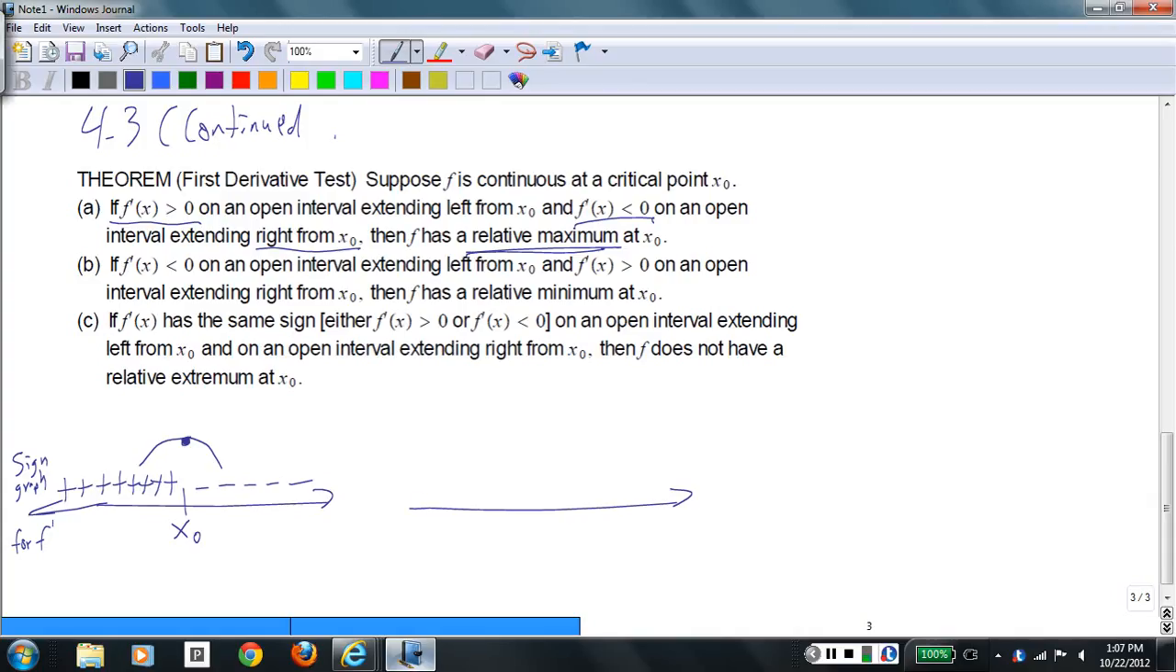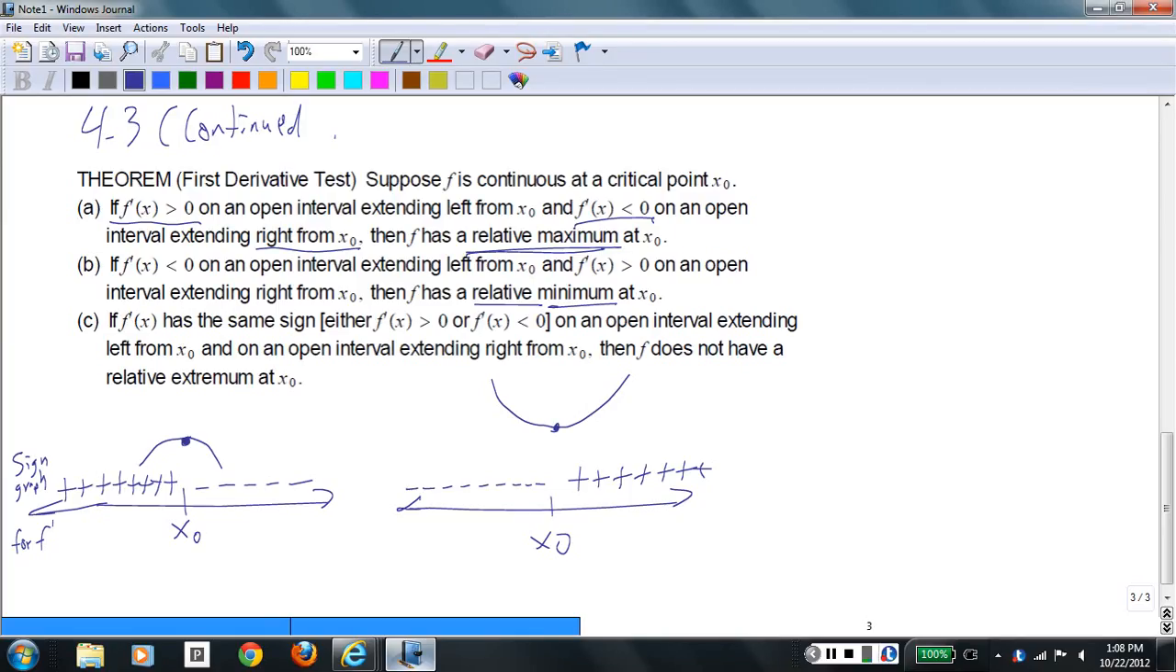Another sign graph, there's x sub 0. If f prime is negative to the left, but positive to the right, well, negative to the left would mean that it's decreasing coming into the point. f prime being positive to the right would mean that it's increasing going away from the point. So what's the conclusion? f has a relative minimum at x sub 0. So decreasing into it, negative derivative, increasing out of it, positive derivative. So it's a point at the bottom of a valley.